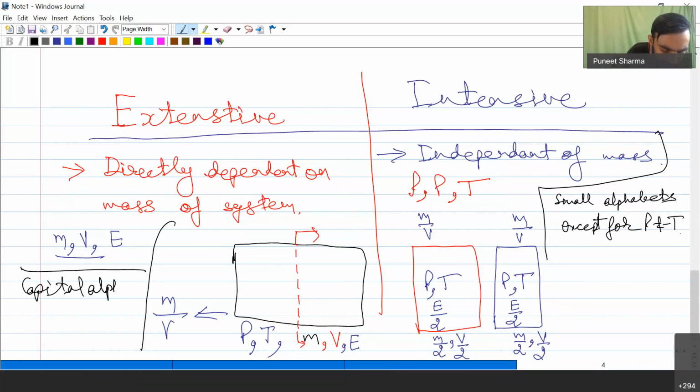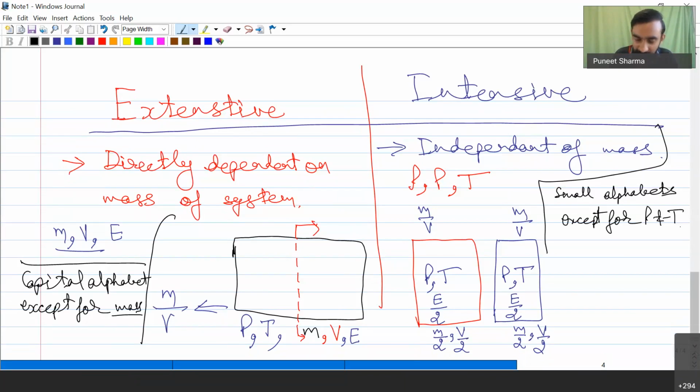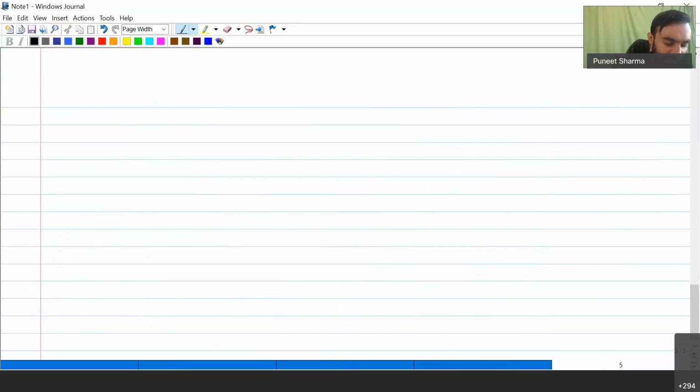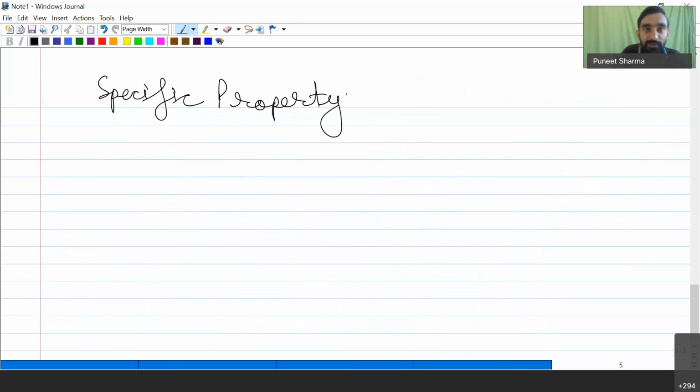For example, you can see I am using capital E and capital V for specifying energy and volume, and here the exception is mass. For mass we use a small alphabet. Apart from that, if we have any extensive property, we will always use the capital alphabet for it. Now we have one very interesting type of property, which is referred to as specific property. So another interesting property is something which is referred to as specific property.